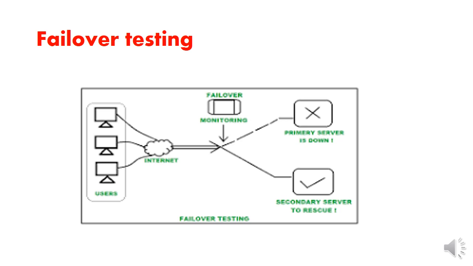As the diagram shows, there is a user that may be connected through the internet. The failover testing will monitor, and whenever the system fails, so the primary server is down, it will be routed to the secondary server for rescue.